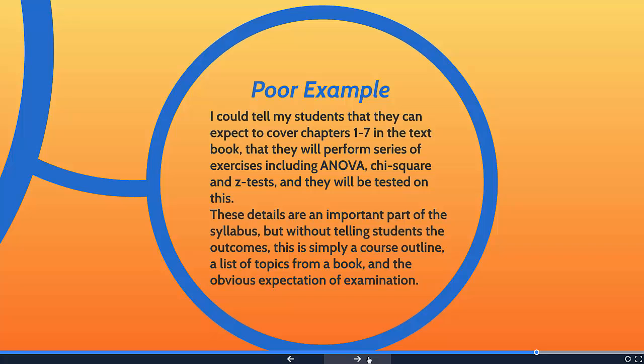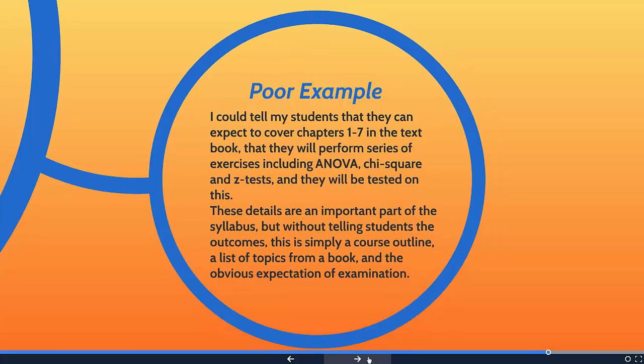Now, I could tell my students that they can expect to cover chapters 1 to 7 in the text of the book, and they're going to perform a series of exercises, including ANOVA, chi-square, and z-test, and they will be tested on this. While these details are an important part of the syllabus, without telling students the outcomes, this is simply a course outline, a list of topics from a book, and an obvious expectation of examination.